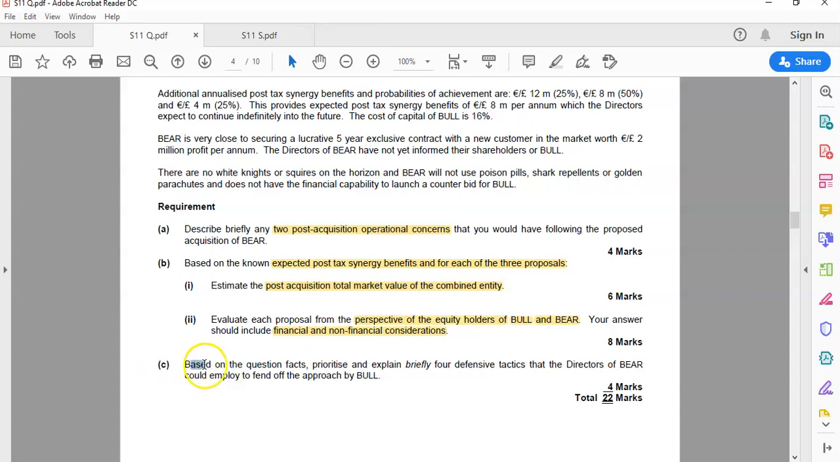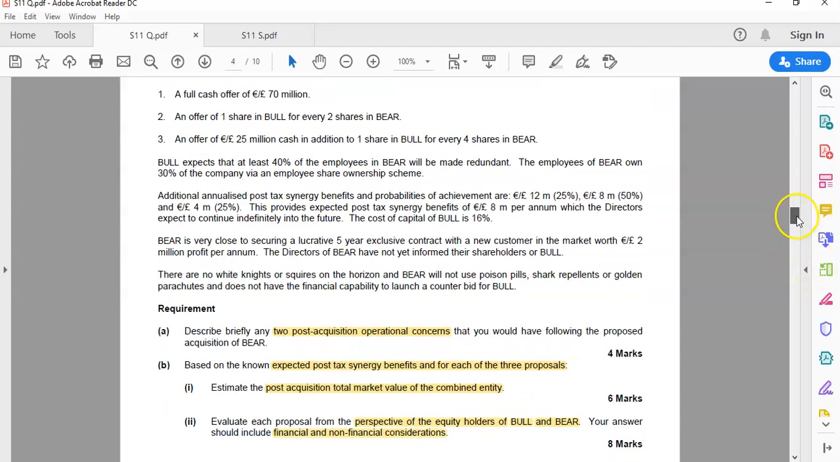And then you're asked, based on the question facts, to prioritise and explain 4 defence tactics the directors of Bayer could use to fend off the approach of Bull. So if the approach of Bull was what we call a hostile takeover, what are 4 defence tactics you can use? So again, you'd have to be strategic in the exam. You could easily start with part A and C, get those out of the way for 8 marks, and then worry about the calculations in part B, because part A and C are not reliant on part B. So be strategic in terms of your sequencing as you go through.